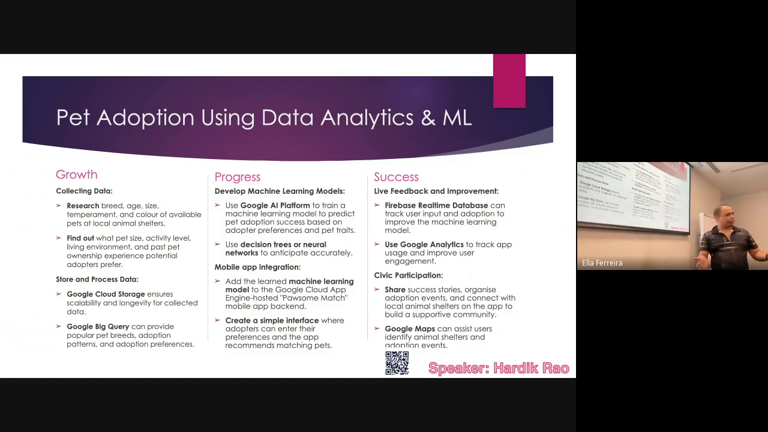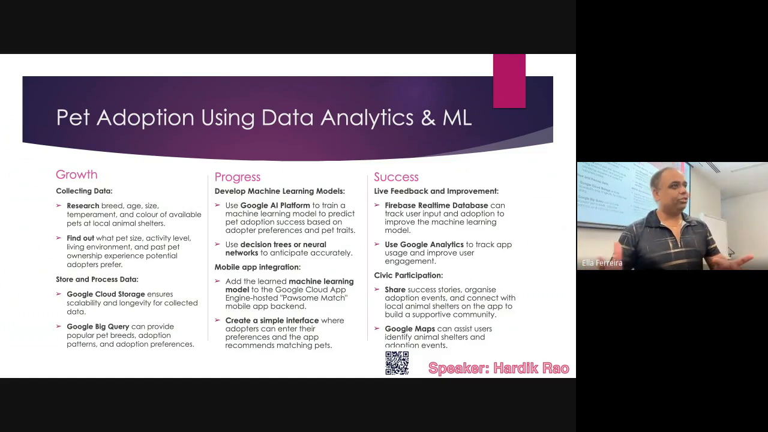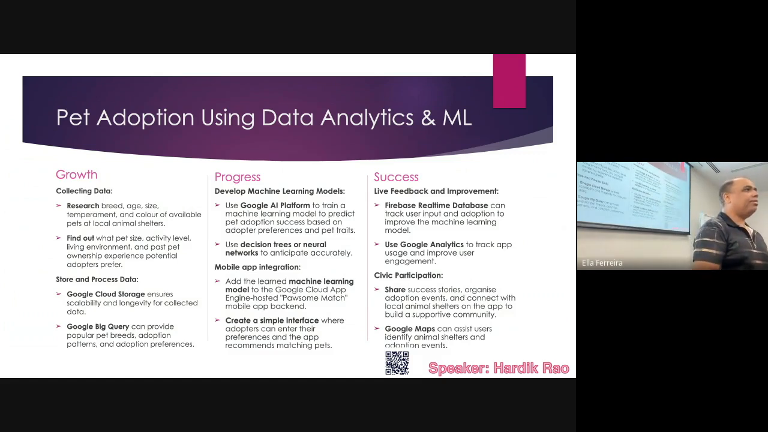We share success stories. We organize adoption events. We can even do local animal shelter connectivity, and we support the community. And in that process, we have Google Maps that can identify the animal shelters, right? So you can see this is where we started from scratch. We had a beautiful idea where we have used Google Cloud to deliver a tangible, successful concept that can be commercialized and that can be used to make life better, right?